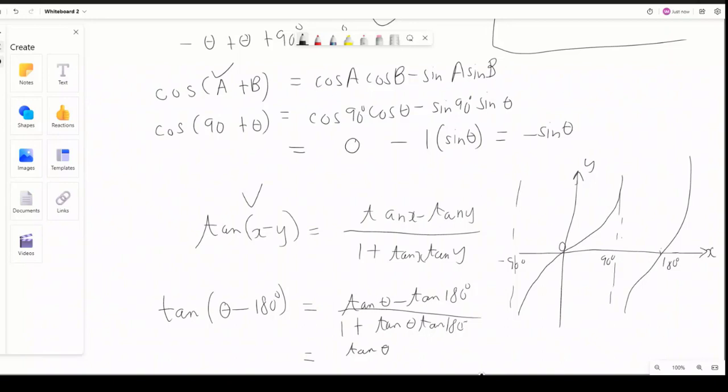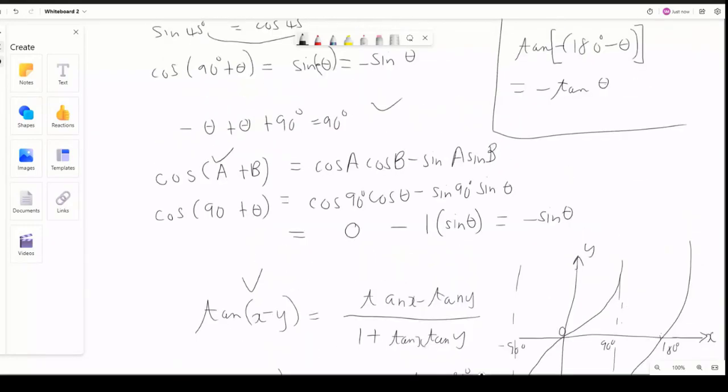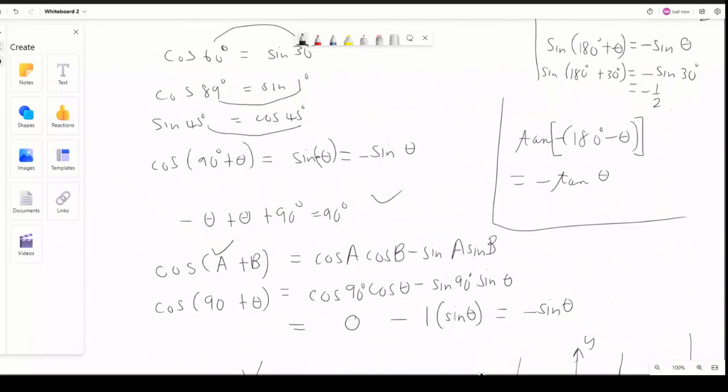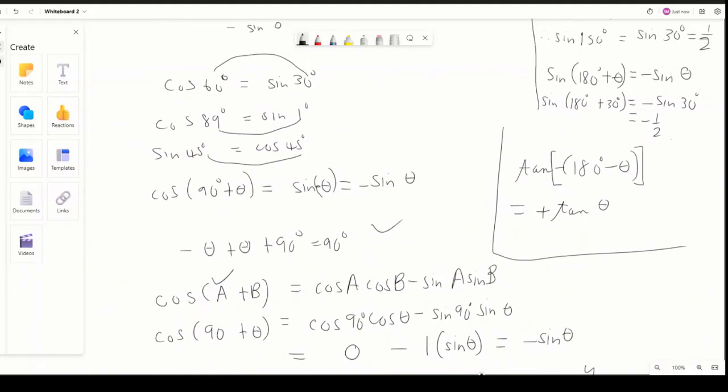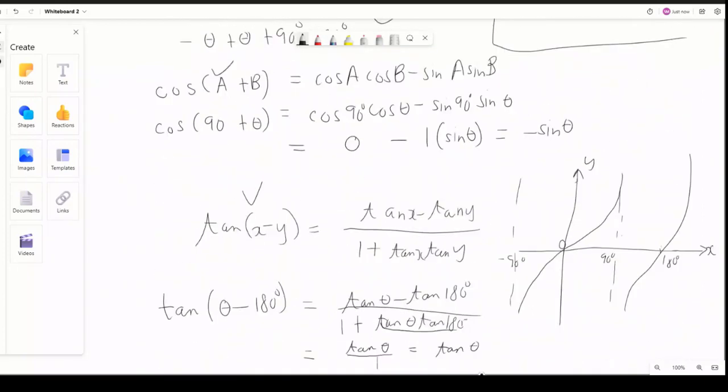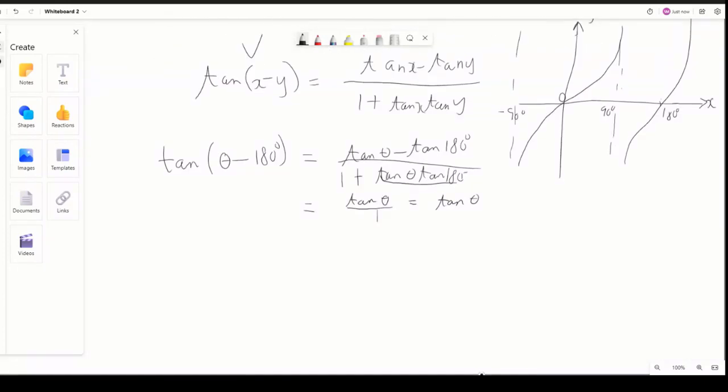Tan 180 is 0, over tan 180 is 0, so this whole thing is 0. So the tan of theta minus 180 is the tan of theta. And it brings me back to the point that if I introduce the minus, this thing becomes a plus, tan of theta. So I've shown you two ways now that the tan of theta minus 180, or the tan of minus 180 minus theta, in brackets, is the tan of theta.